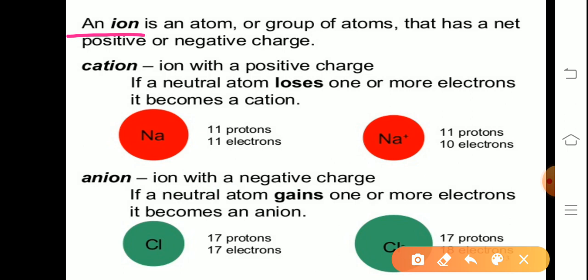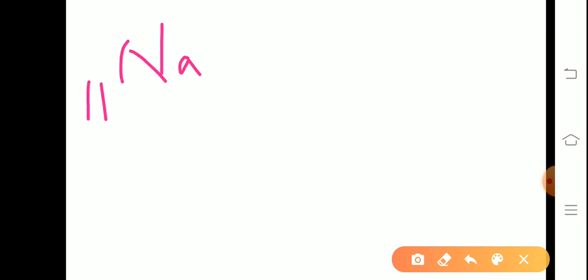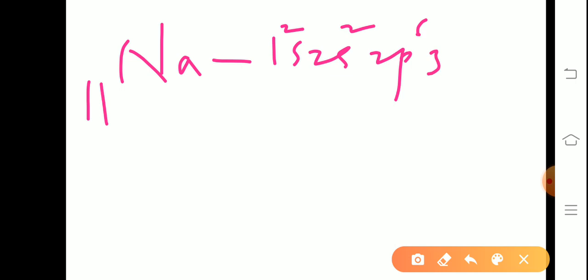Sodium ion, nothing but sodium, is a cation having a positive sign. Chlorine is called an anion having a negative sign. Okay, let me explain with an example. Consider sodium, atomic number 11. So the configuration is 1s2, 2s2, 2p6, 3s1. So the last electron is in the s subshell, right?